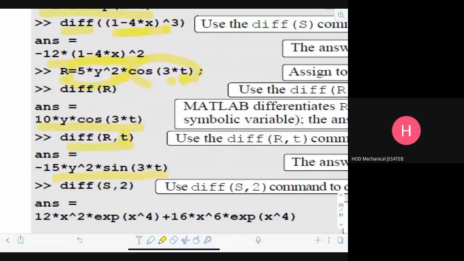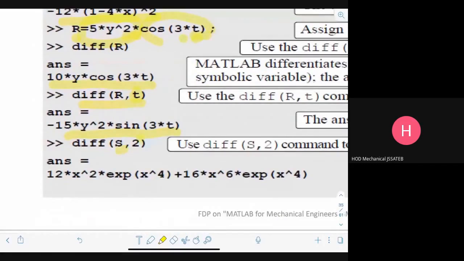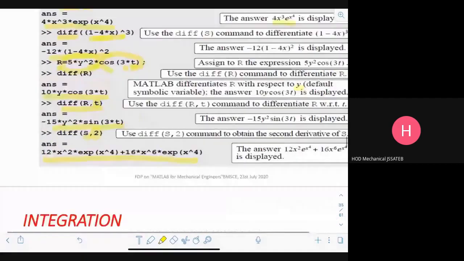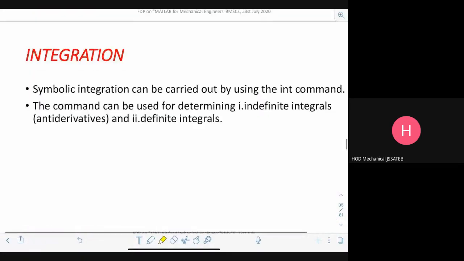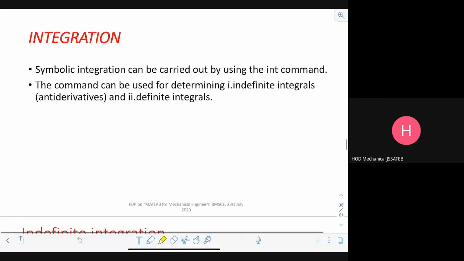If you want to differentiate this expression s to the second power, that is d square s by dy square, you would have got this other answer. So it is an easy way to differentiate expressions using symbolic mathematics. The same logic can be extended to integration. Instead of differentiation, we are looking at integration, and remember, it could be indefinite integrals or definite integrals.